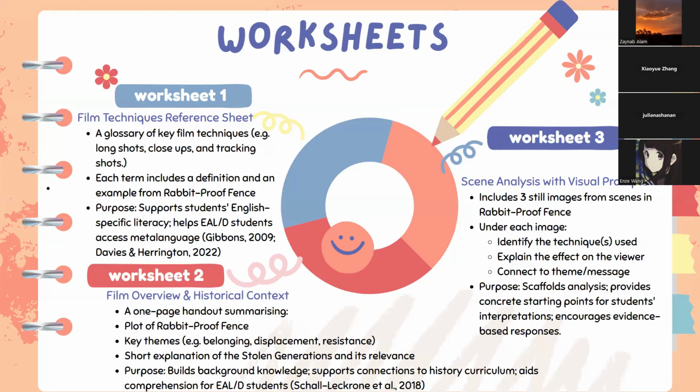They give students space to reflect, to emphasize, and to build connection between the visual language and the historical message. Finally, the third worksheet presents students with a still image from a scene in the film. For each one, they're asked to identify the camera angle, describe the mood it creates and explain why the director may have chosen to frame the shot in that way.